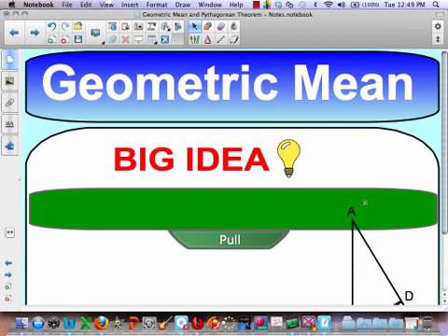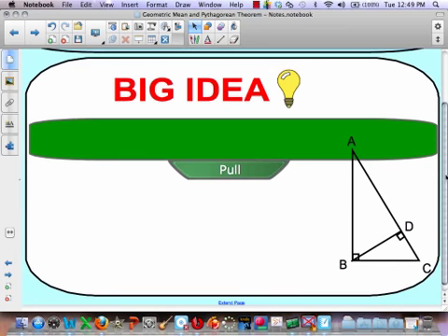Alright, so here's our big idea for today. We're going to use geometric mean, and this is something you have already somewhat seen on the last couple of homework assignments, and this will make your life a little bit easier. Notice that triangle ABC is a right triangle, where BD is my altitude. Anytime I have a right triangle with an altitude coming from the right angle, I can get a special relationship that's related to geometric mean.